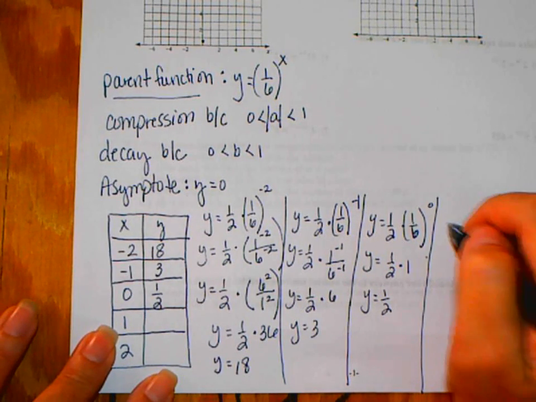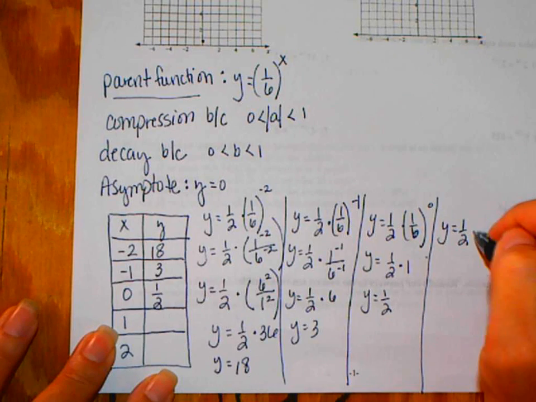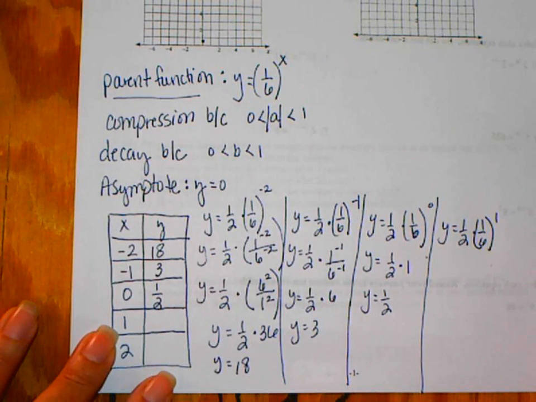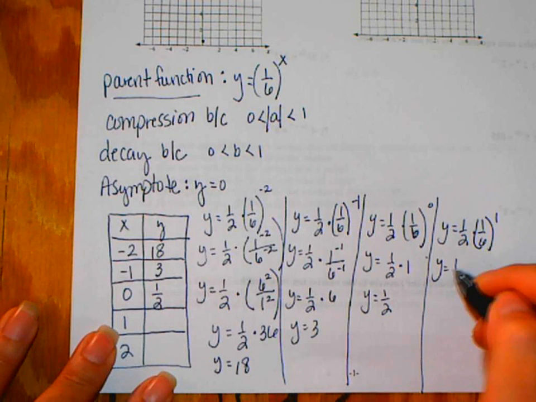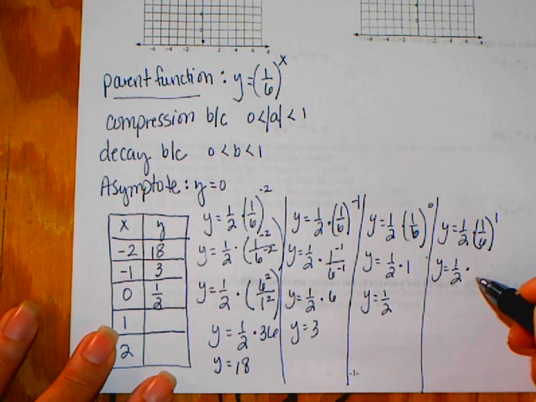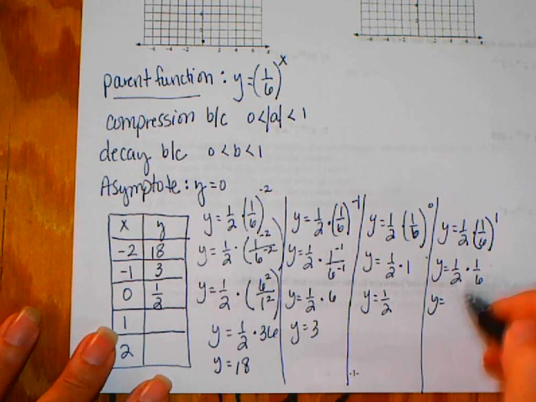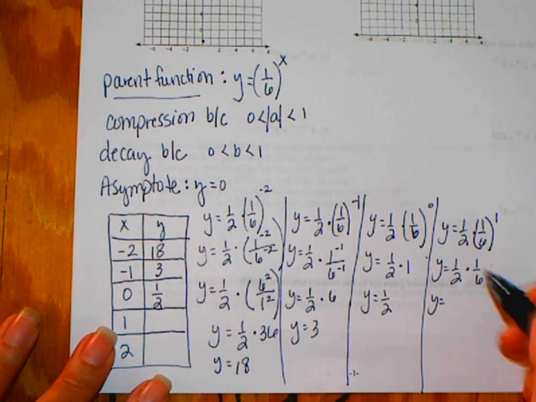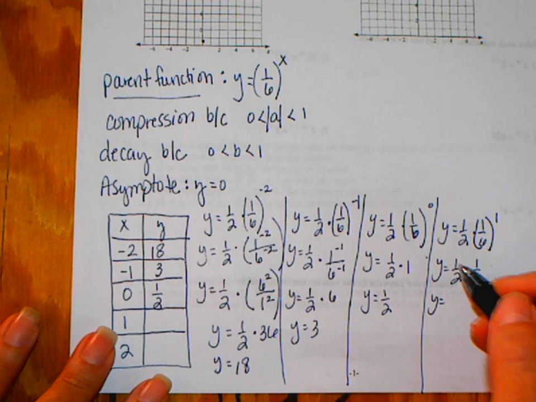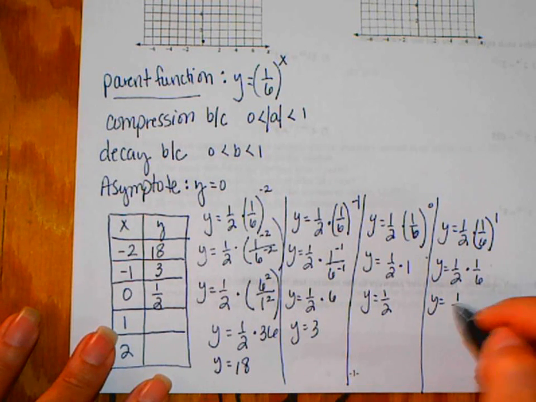Plug in a 1. Alright, so we'll take care of the exponent first. 1/6 raised to the first power is 1/6. Remember to multiply fractions, numerator times numerator, denominator times denominator. So numerator times numerator is 1, denominator times denominator is 12.